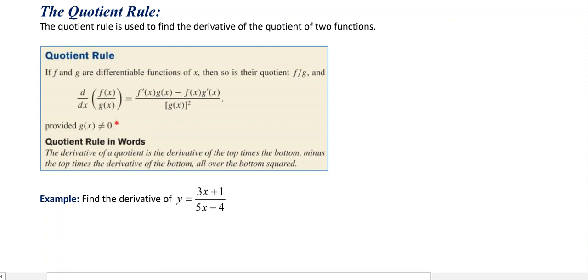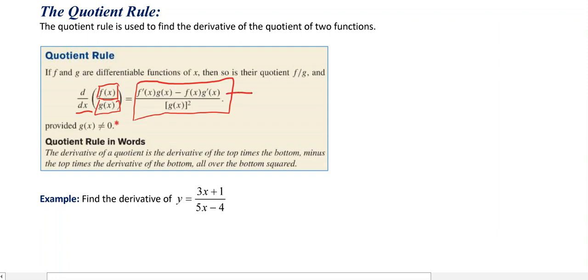In this video, we're going to take a look at the quotient rule. And the quotient rule is used to find the derivative of the quotient of two functions. So the rule says that the derivative of one function f of x divided by another function g of x is equal to this rule. So let's take a quick look at the rule.